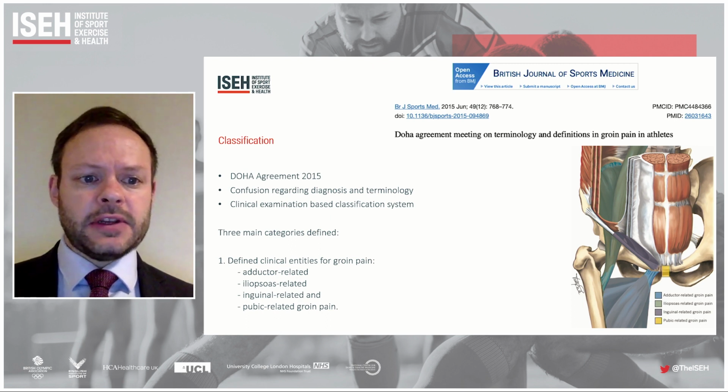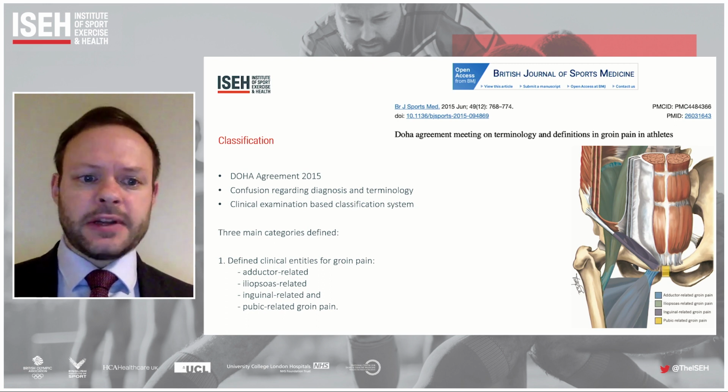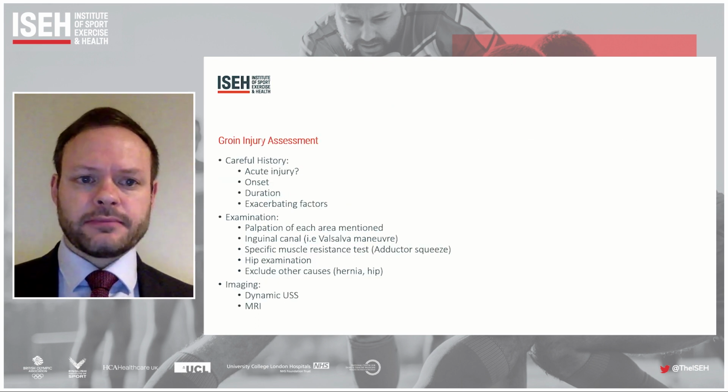And they looked at the clinical entities that we can see on this diagram: adductor-related, iliopsoas-related, inguinal-related, and pubic-related groin pain. They then went on to categorize hip-related groin pain, which I'm going to leave to my other colleagues to explain, and then other causes of groin pain in athletes. Palpation and resistance testing were essential to categorize into these entities.